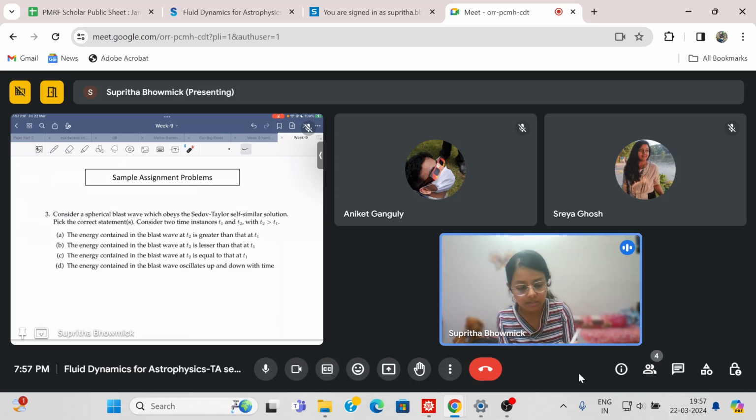Consider two time instances, T1 and T2. T2 is a later instant of time. Now you have a bunch of options. We have to choose the correct one. The energy contained in the blast wave at T2 is greater than that at T1. The energy contained at T2 is lesser than that at T1. The energy contained at T2 is equal to that at T1. And the energy contained oscillates up and down.